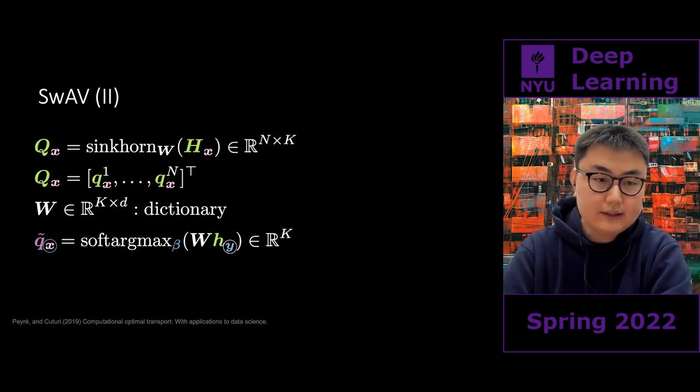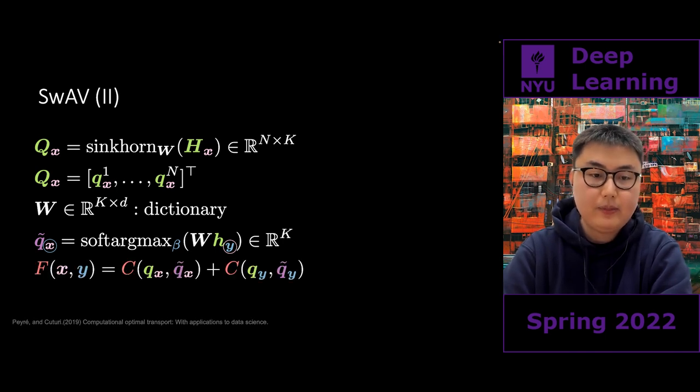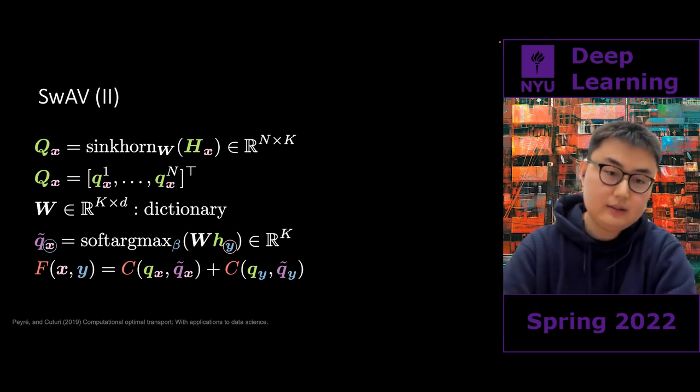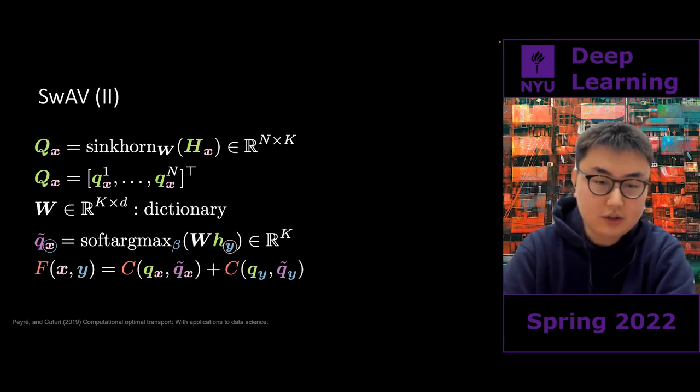So you get this. You see, this is HY, but you actually do a prediction for QX. That's why it's a swap. You can also do it the other way: if this here is HX, you get a QY. Then the energy function is simple. It's just a cross entropy between this one hot vector and the prediction you make. Okay, so let's study two things about the joint embedding method.